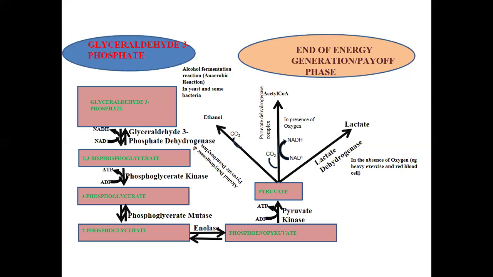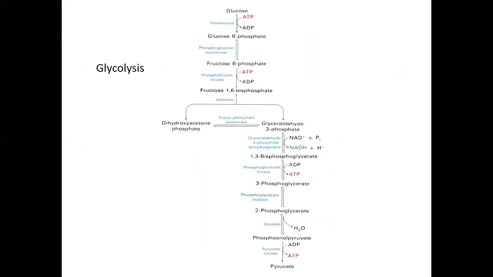So this is the end of energy generation, or the payoff phase. That's the name of this particular phase. And so that marks the end of glycolysis. So what happens next to pyruvate determines which pathway it is going to follow and the amount of energy that is going to be gained. The pyruvate could go to lactate, to acetyl-CoA, or to ethanol.